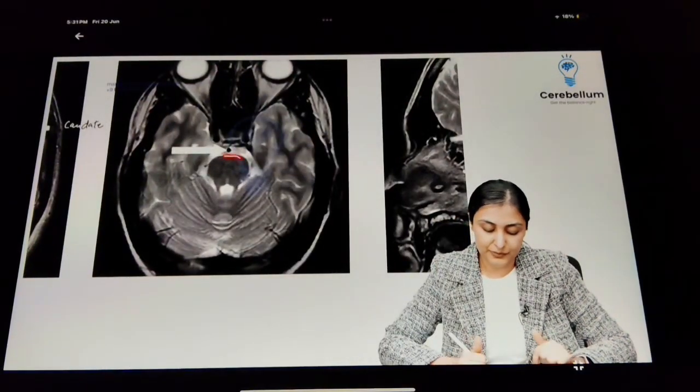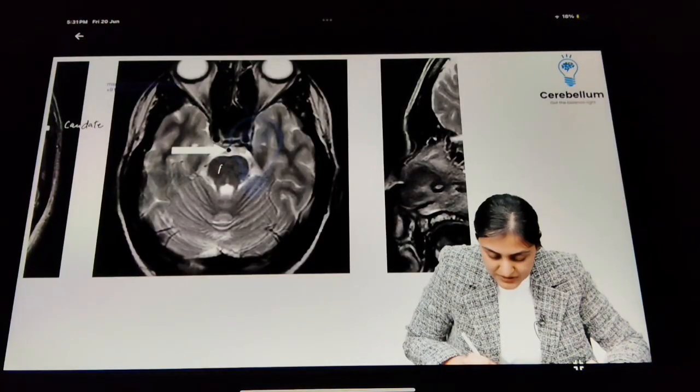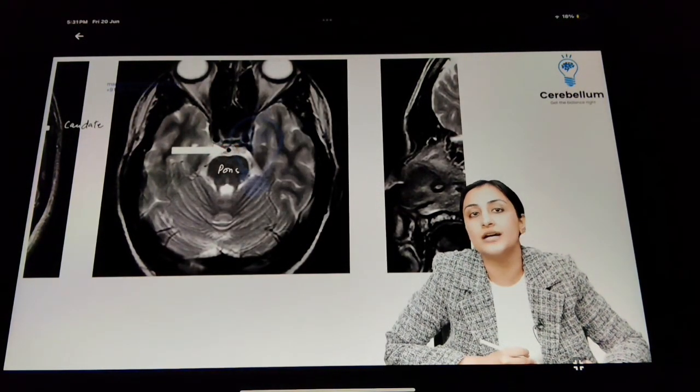So if I ask you what part of the brainstem this is, is it midbrain, pons, or medulla? What will you say? You'll say this is the pons. First of all, pons is the widest part of the brainstem, right? What you have to do to identify is, anterior to it will be the only unpaired vessel of the brain.